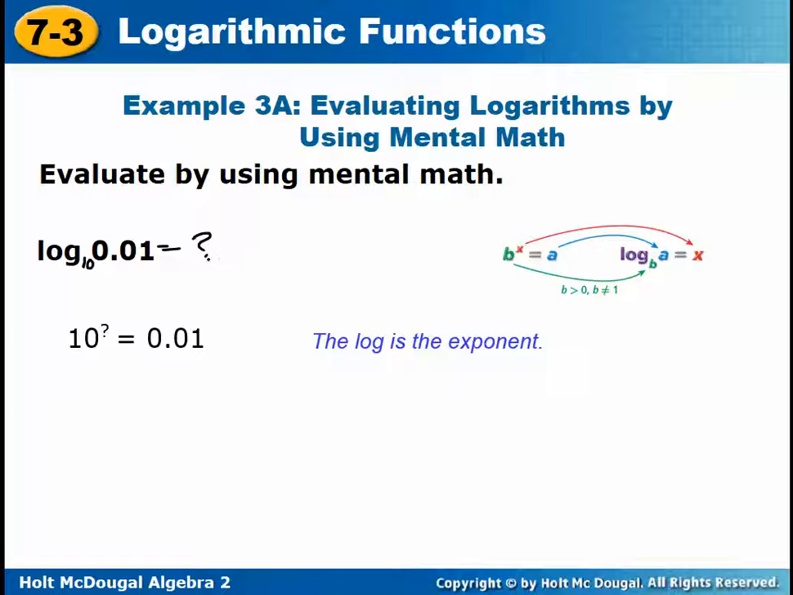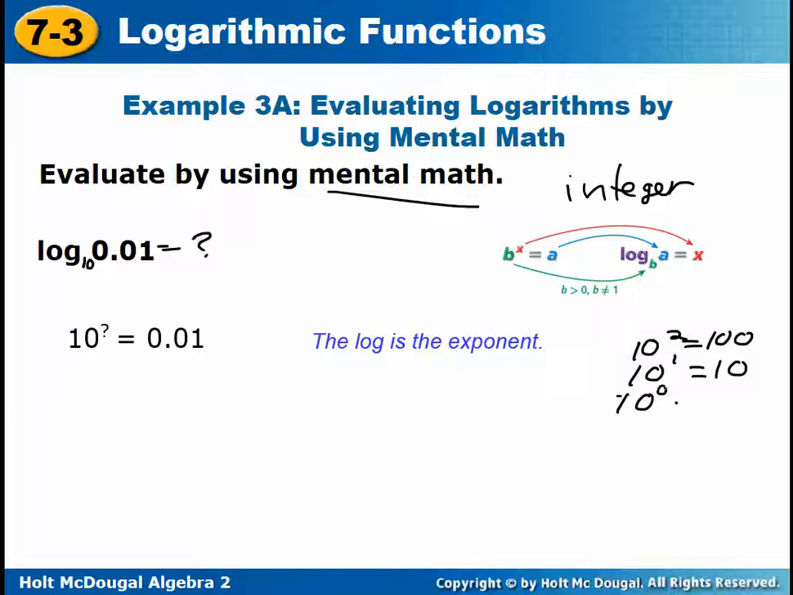So if I wrote this in exponential form, I would say 10 to the what power is equal to 0.01. And maybe you don't know that right away. Maybe you're like, well, I know what 10 squared is. 10 squared is 100. If it asks you to do mental math, you're going to get an integer answer. An integer is like 1, 2, 3, and all of its opposites, 0, -1, -2, -3, and so on. 10 to the 1 power is 10.